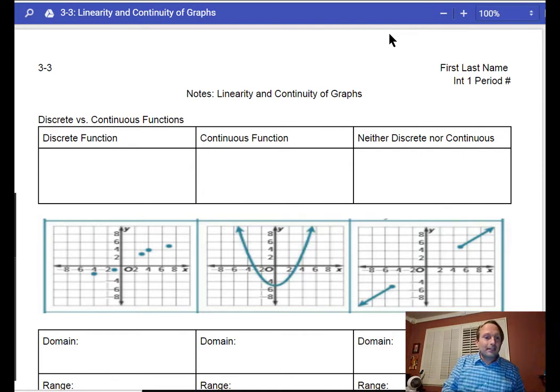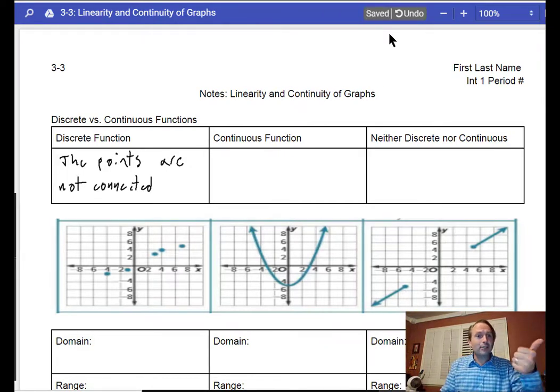So with a discrete function, the points are not connected. This is like, how many marbles are you going to bring? I'm going to bring 1, 2, 3, 4, 5 marbles. Can you bring 4.5 marbles? No. So you can't have the numbers in between.